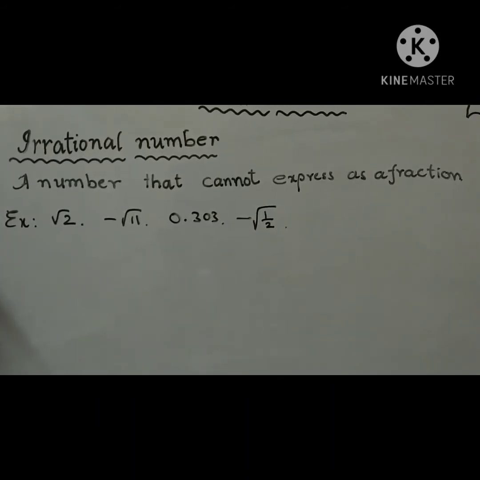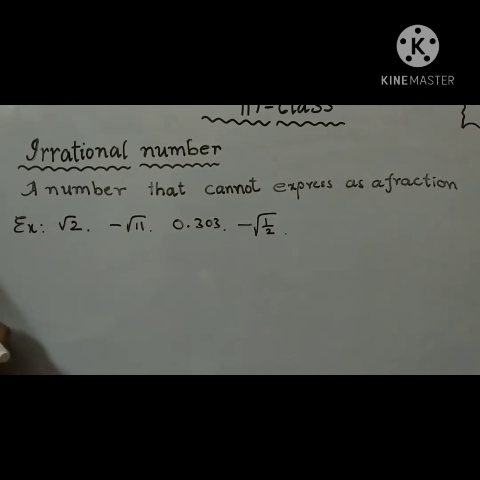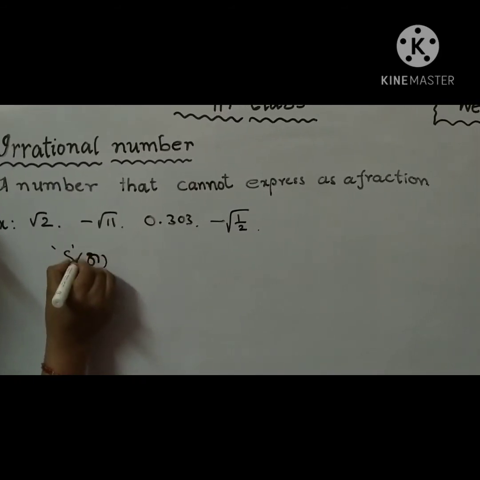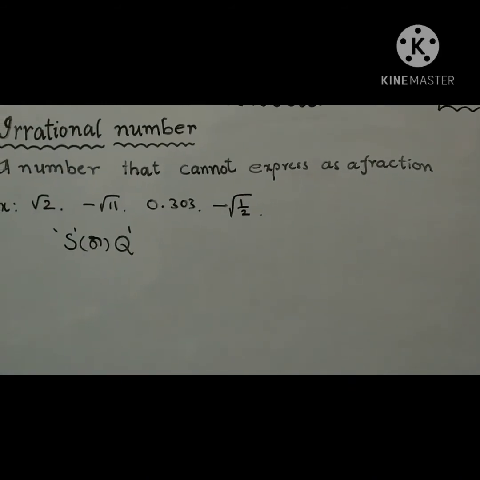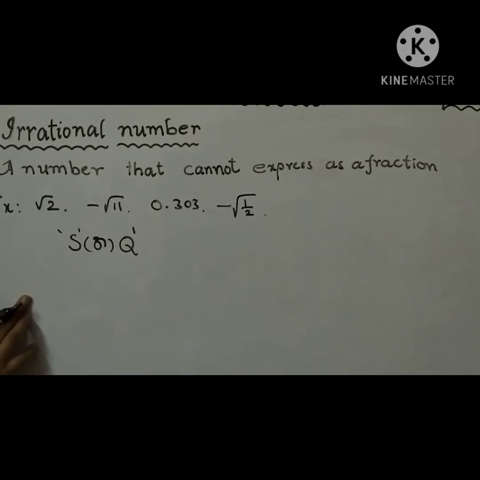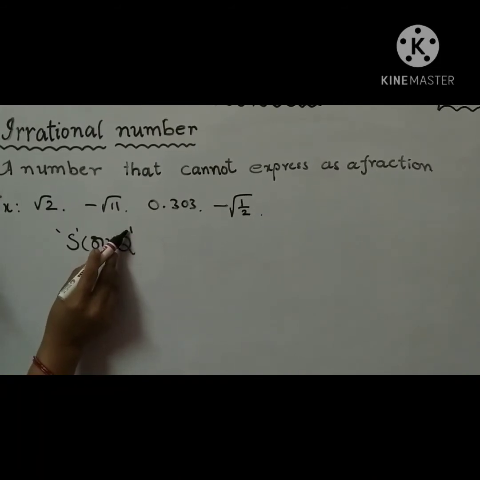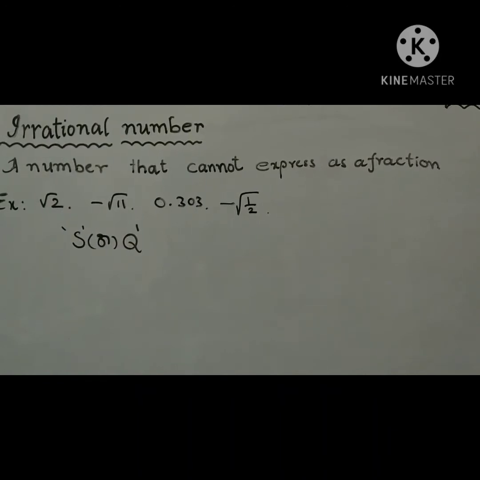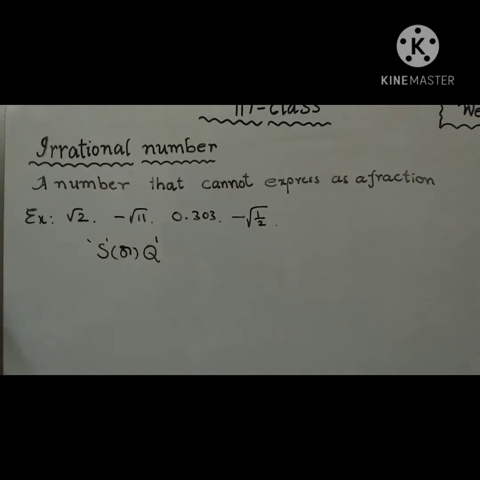An irrational number is denoted by capital S or Q dash, read as Q dash or Q complement. That is the notation denoted for irrational numbers. Okay children, that is the definition of an irrational number.